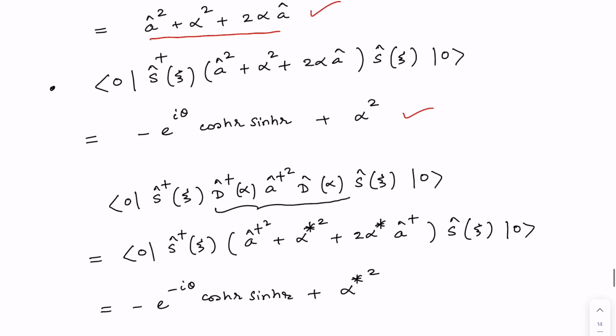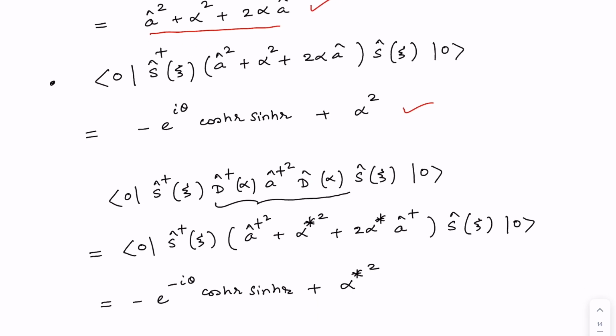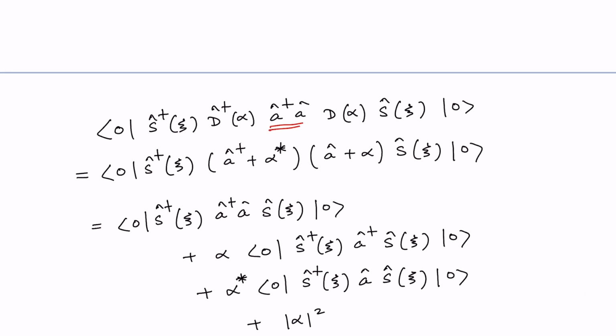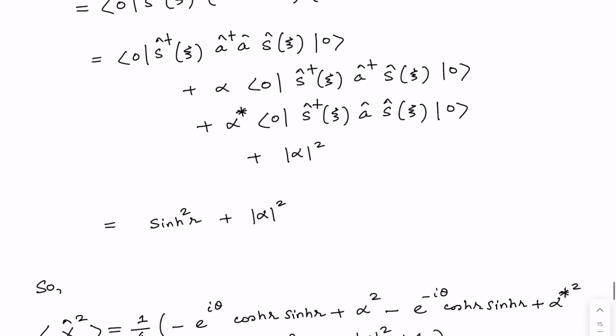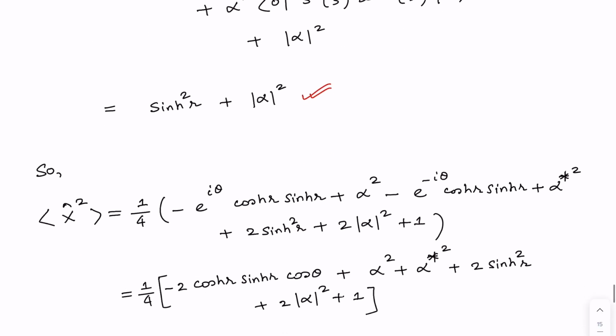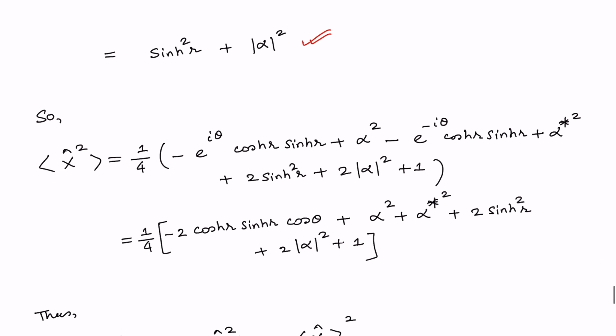Similar way you can calculate for the a square part, and this is what you are going to get. This is simply the complex conjugate of this particular term, as you can see here. And then you also have to work out a dagger a part, and that is going to give you this term, which already we have worked out. And then putting all the terms together, combining all of them, you will get the expectation value of x square to be like this.